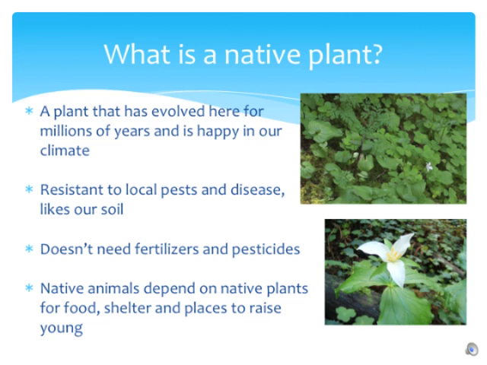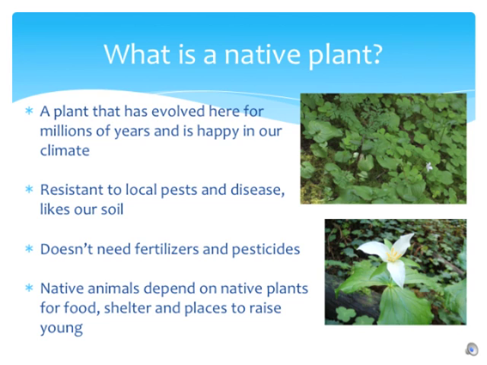So what is a native plant? I just talked about that in the slide before. A native plant is a plant that has evolved here for millions of years and is really happy in our climate. These are some pictures of native plants in our area. The bottom picture is a trillium flower. They're flowering right now. The top picture has lots of things in it, including the clover, known as Oregon oxalis, and wild ginger, and also bleeding hearts.